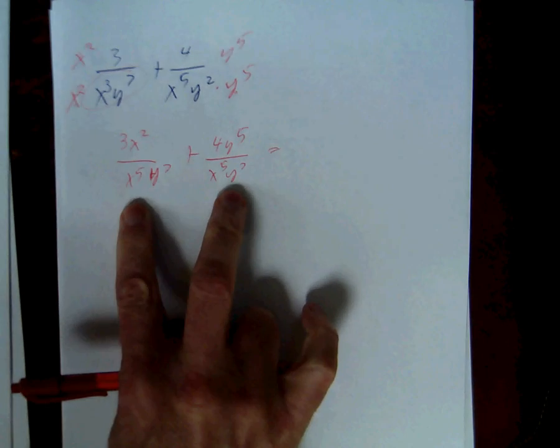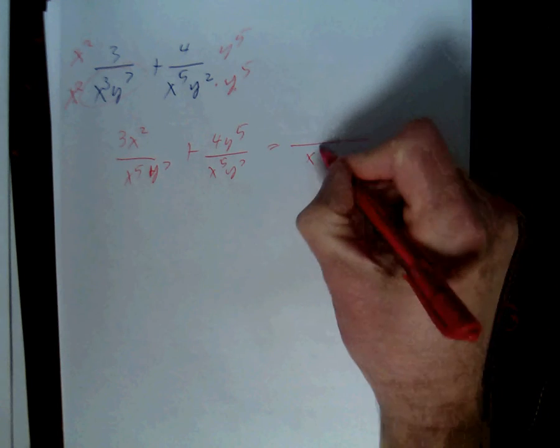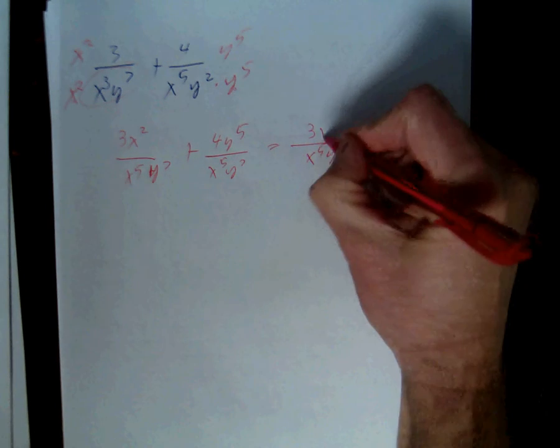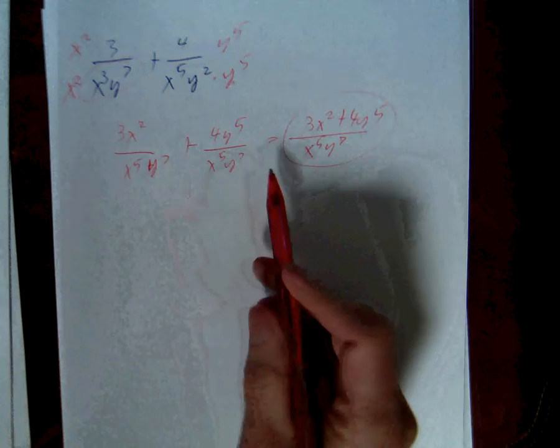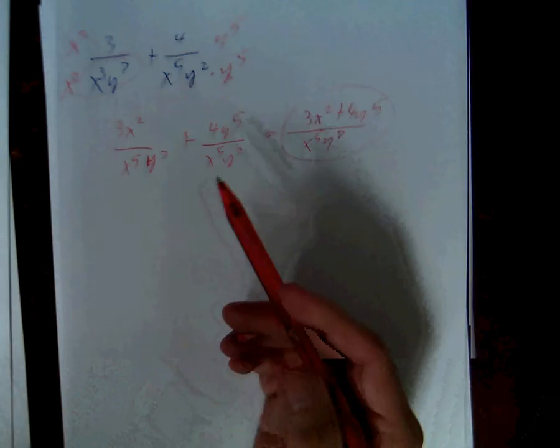Now I have a common denominator. Since these denominators are the same, I can go over here and write x to the 5th, y to the 7th. And on top, I end up with 3x squared plus 4y to the 5th. Now, that's how I teach coming up with common denominators, and it works. I think it works really well when you're dealing with algebra.